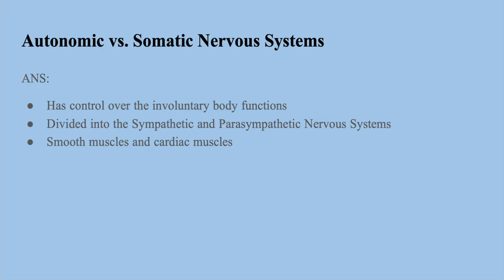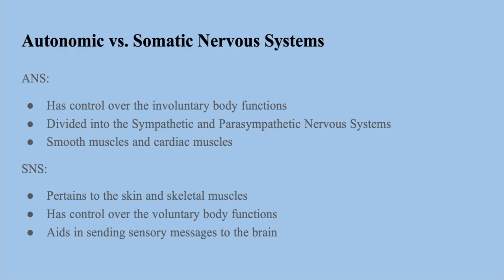So, this system includes smooth muscles and cardiac muscles, which are the two involuntary body muscles. Smooth muscles are found in your stomach lining, which help to promote digestion and basically carry out those digestive functions in the body. While cardiac muscle is in the heart and controls heartbeat and those other involuntary functions.